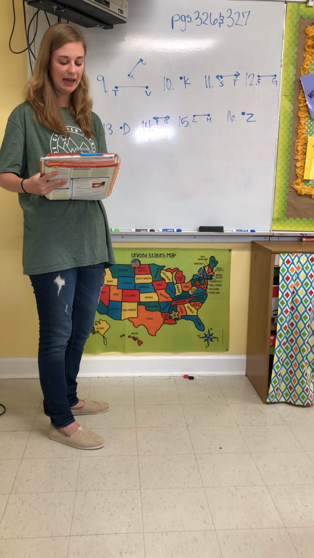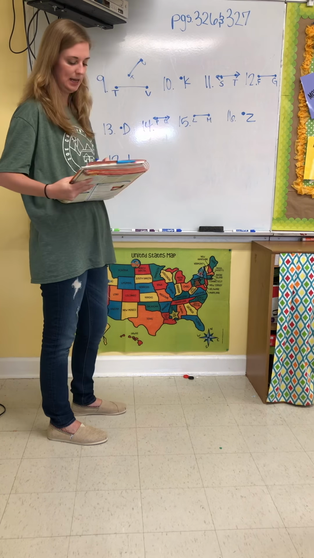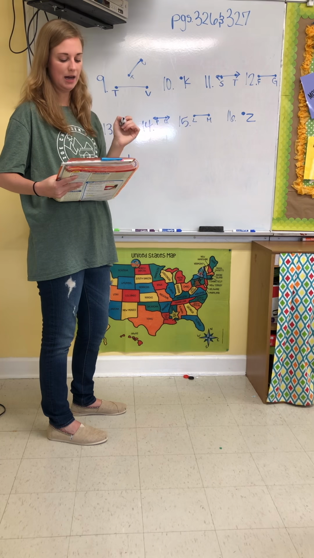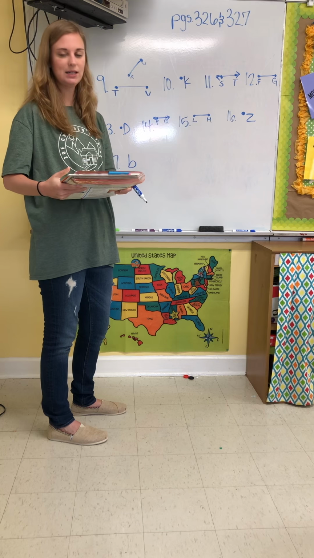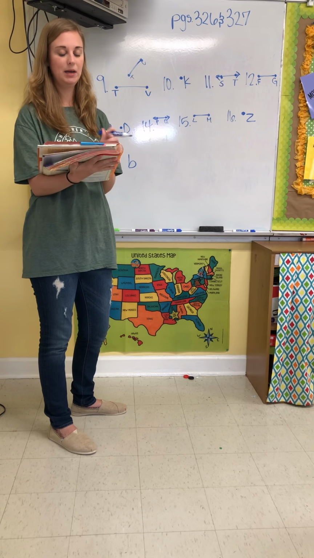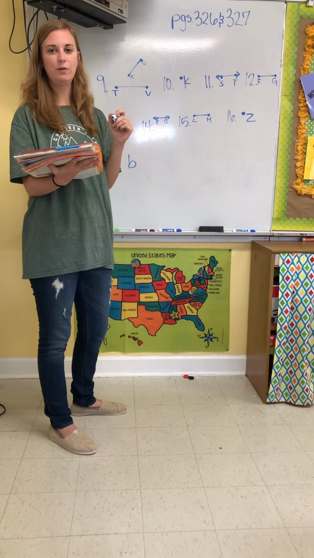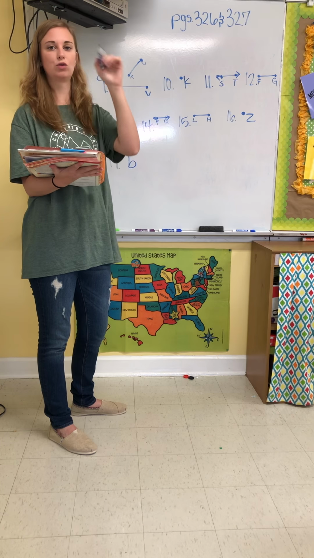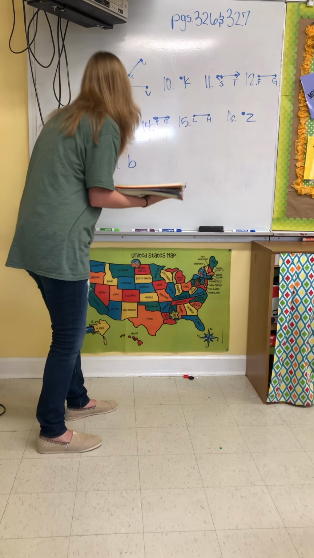If I look at B, I know B is a line segment because it's straight and it has the two endpoints, the two dots at the end. If I look at C, no, it's not a line segment. It's a line because it has the arrows at the end of it. And then D, I know, is not a line segment because it's a circle, so that would not be a line segment. Okay, number 18.